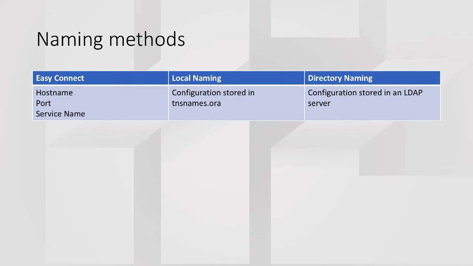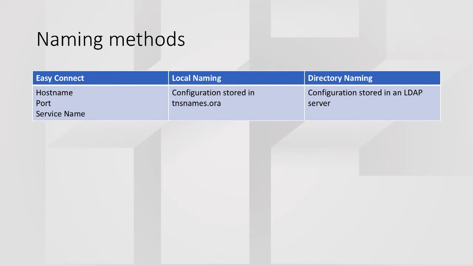There are three naming methods that could be used to connect to a database: EasyConnect, local naming, and directory naming. EasyConnect allows a client such as SQL Plus to connect to a database with only the hostname, port, and service name. You don't need any configuration file for this method. In local naming, the configuration is stored in configuration files, namely tnsnames.ora.